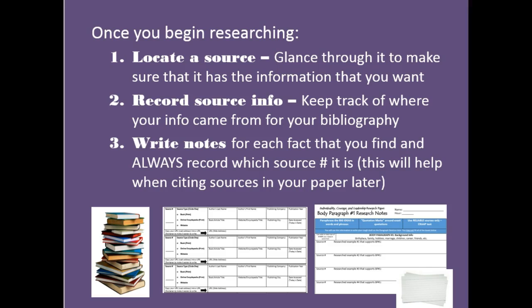If it has that information, so it's got good info and it passes the CRAP test, then you're going to move on to step 2, which is to record your source info, and you'll do that on your yellow source info sheet. There's directions on one side of the sheet for how to fill it out, and then on the back side there's room for up to 3 sources. If you need more source sheets, you can certainly have more than one. Just see the teacher for help. And then your last step will be to actually write notes for each fact that you find, and of course make sure to record where you got that information from.